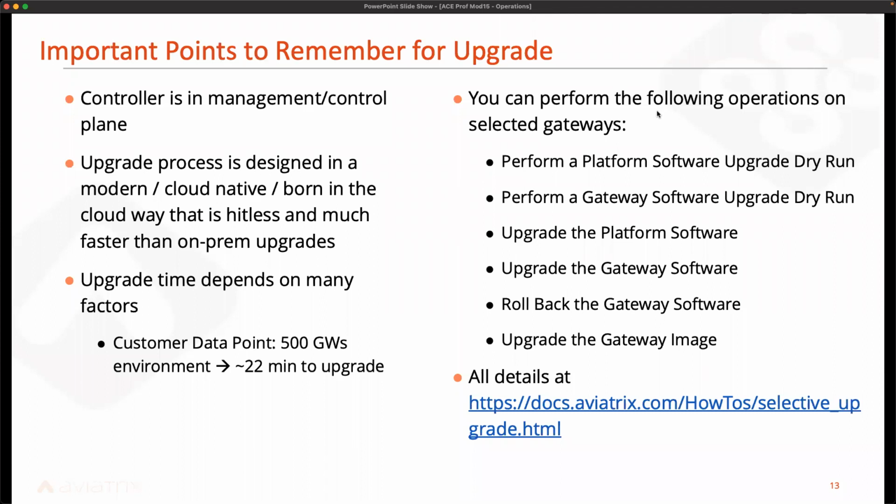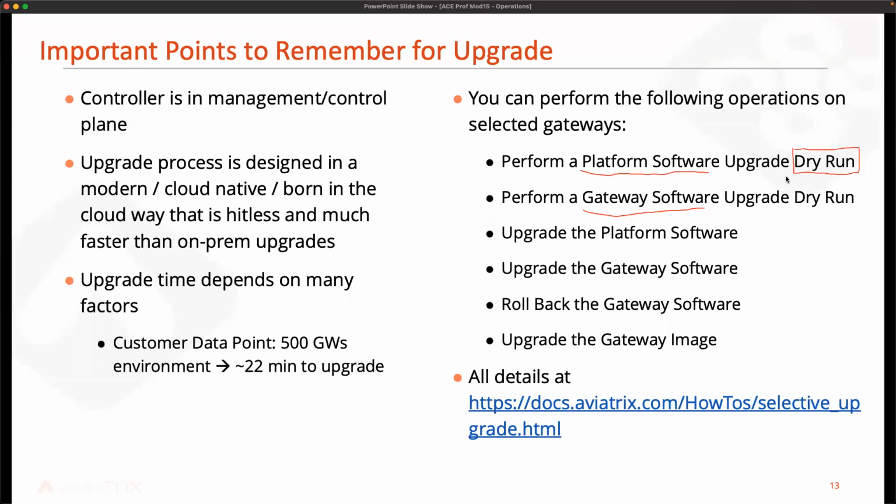My apologies. So you can perform the following operations on the gateway. By the way, there are two components. When we talk about the platform, we're talking about the controller. When you're talking about the gateway, it's the data plane. But for both, we always recommend using a dry run. It's a way to check if the upgrade will succeed or fail. And it does check a lot of things like CPU, memory, storage. Can we reach the upgrade server? What's my health before going and getting the upgrade?